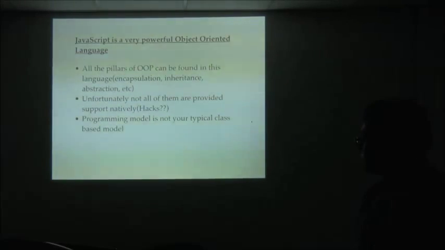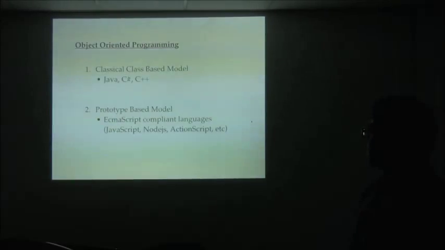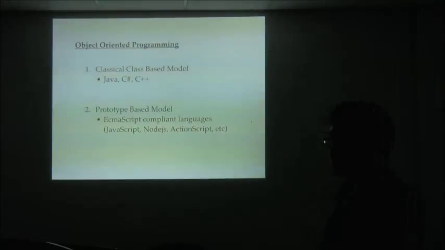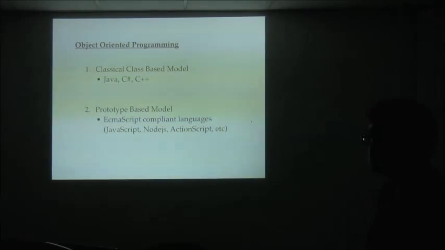So the programming model is not the normal model you are used to, which is classical. We're going to look at that model now. Object-oriented comes in two basic flavors: the classical model and the prototype model. The prototype model is what's being implemented by ECMAScript and all other languages that are compliant with this specification, such as JavaScript, Node.js, ActionScript.